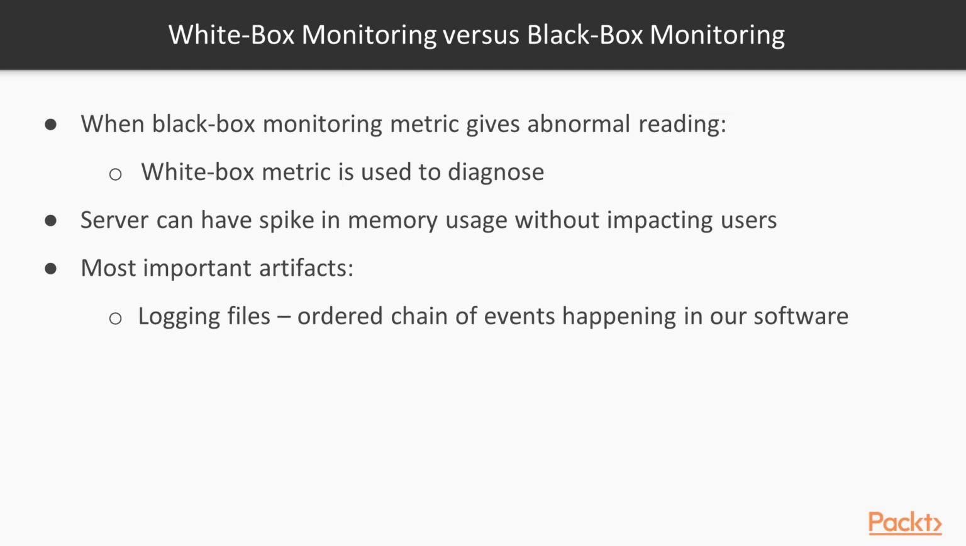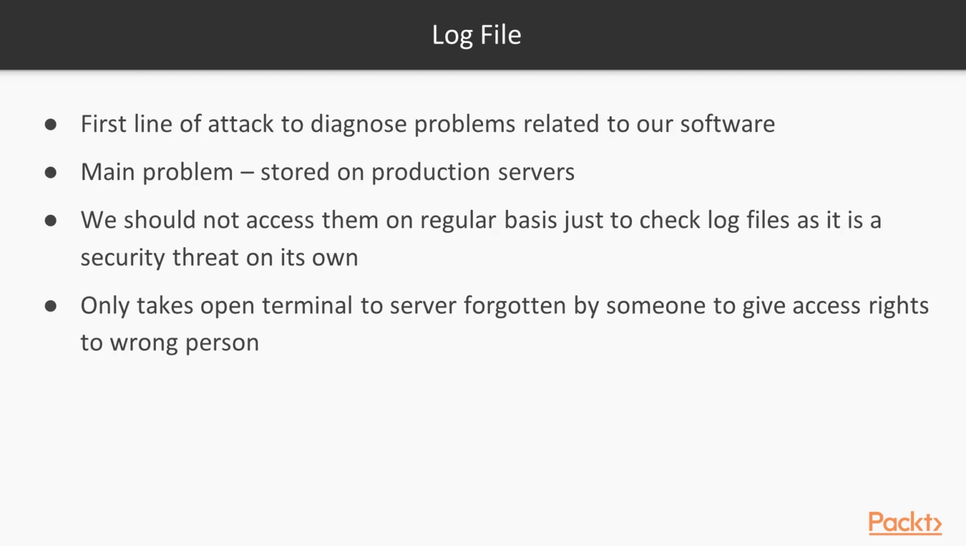One of the most important artifacts in white box monitoring are the logging files. These files are the ordered chain of events happening in our software. Usually, they are the first line of attack to diagnose problems related to our software. The main problem with log files is the fact that they are stored on production servers, and we should not access them on a regular basis just to check the log files, as it is a security threat on its own. It only takes an open terminal to a server forgotten by someone to give access rights to the wrong person.